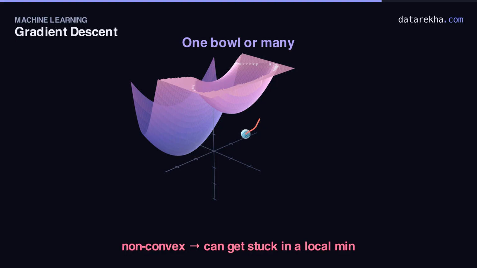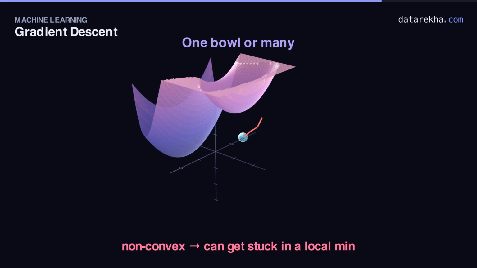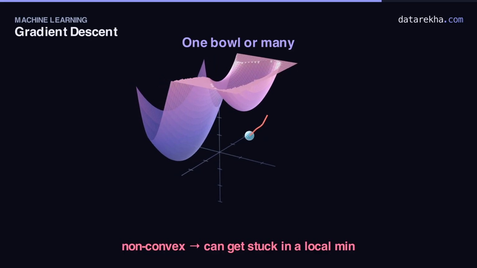It can't see over a ridge. Start on the wrong side, and the ball rolls into a shallow local minimum and stops. Stuck, never reaching the deeper valley beyond. That's the price of a non-convex landscape. So convex problems are the safe, solvable ones, and they get a lesson all their own. For everything else, where you start and how you tune the descent, genuinely decide where you end up.